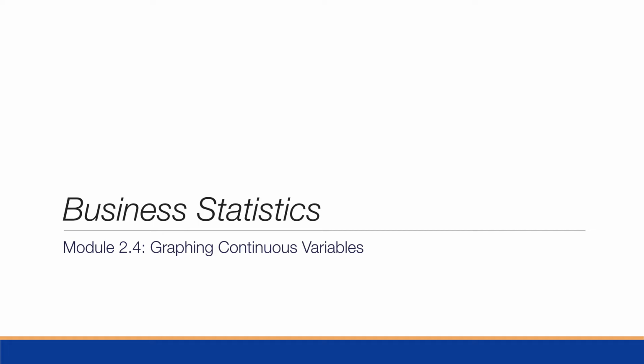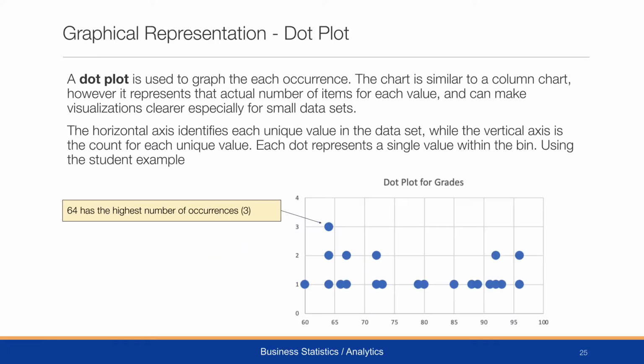Previously, we had shown how to graph our categorical variables. Well, now what we're going to do is graph the continuous variables. There are a number of different charts that we have, and some are going to be a little bit more intuitive than others, but we'll explain all of them.